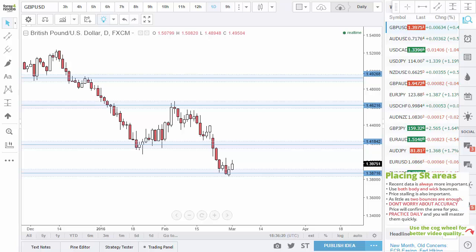And when you compare them to mine, if they're not incredibly accurate, if they're not right on top of mine, if they're 10, 20 pips away, don't worry about it. Don't freak out. It's all good. It's all fine.